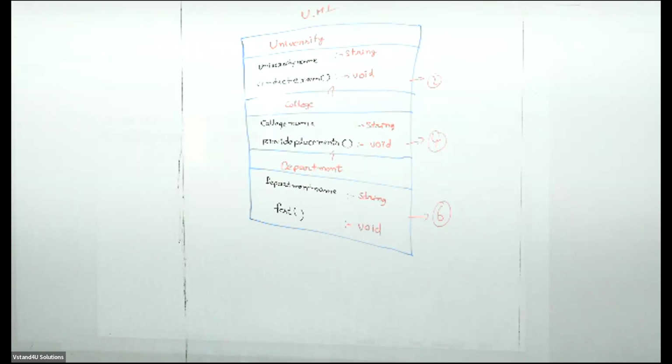Then I am creating another class, Department. Department is followed by department name, which should be in string data type. Then again, one method named provide placements, followed by void data type. It's a void return type. Then another class name, sorry. After University, you have to create a College, not Department. I will make this department a college name.